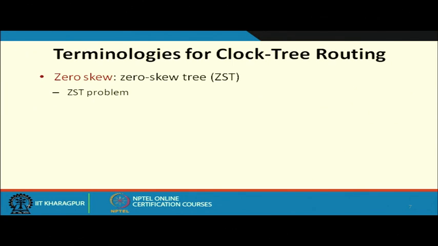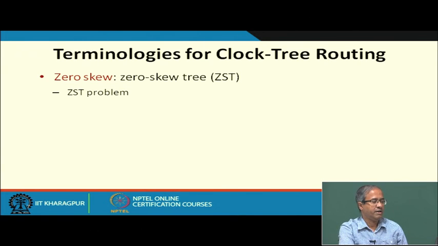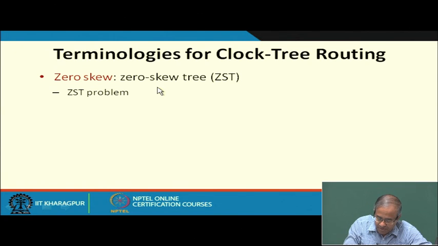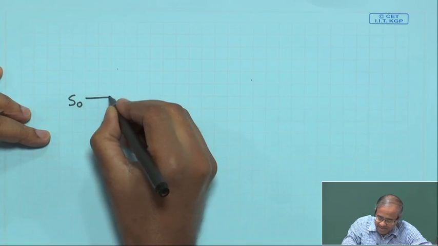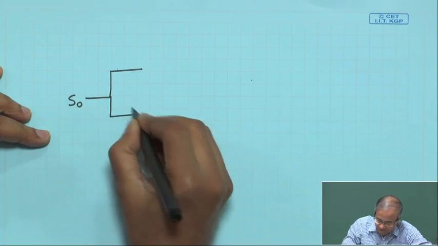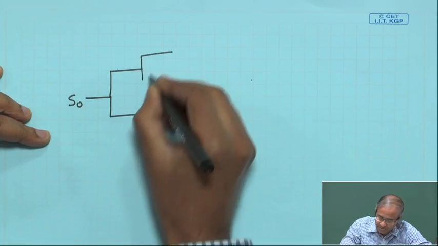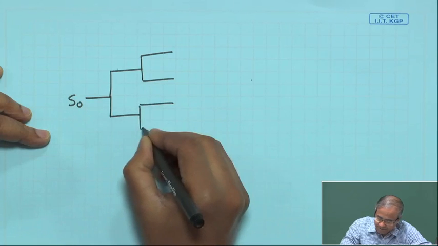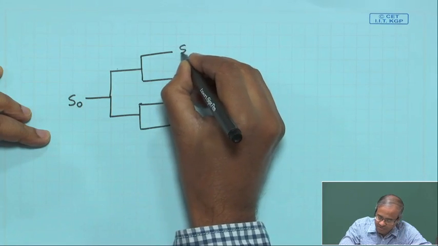So, some terminologies for clock skew, clock tree routing. Well, first sub problem, this is of course desirable and the ideal situation, zero skew. So, we try to create a zero skew tree. Like when I say that from a source I create some kind of a tree, I am not showing the buffers here, the buffers will also be there. So, let us take a very small example with 4 sinks.